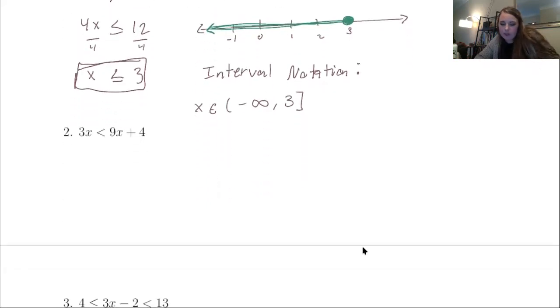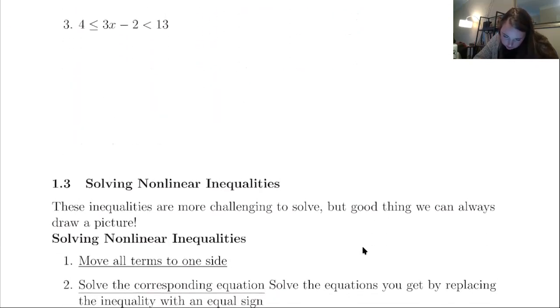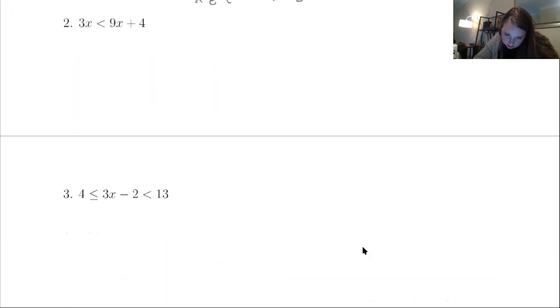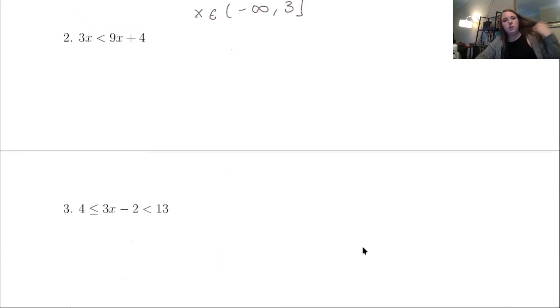Now we have 3x plus 9x plus 4. Let me just double check something. Okay, yeah. We'll finish this one and then we'll do nonlinear next time. Oh, I don't want to push our exam back. But I might have to, a day. Okay.